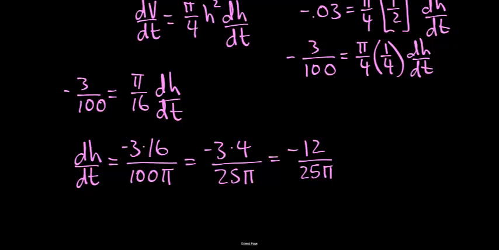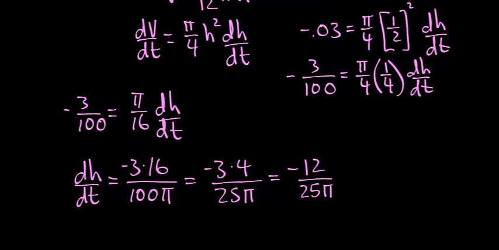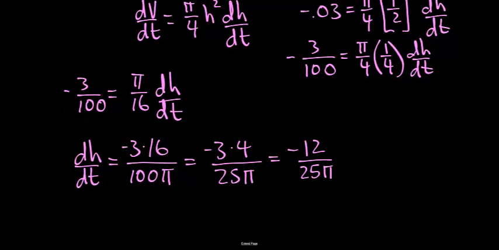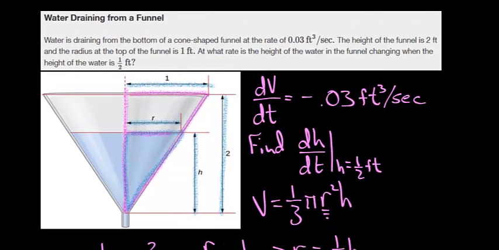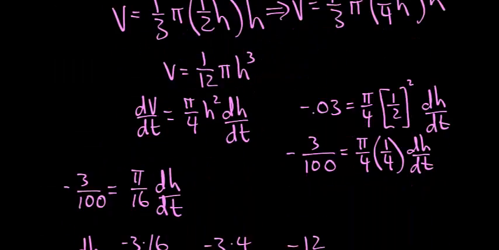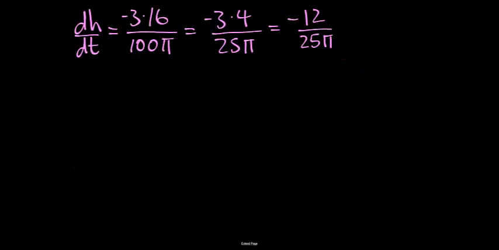Now, remember the units that we were dealing with, feet. Let me go back up here and see what I've got. We're dealing with feet per second. So this is feet per second. So let me just write this answer this way. I've got negative 12 over 25 pi feet per second. And there you have it.